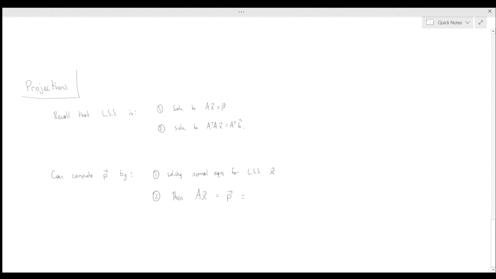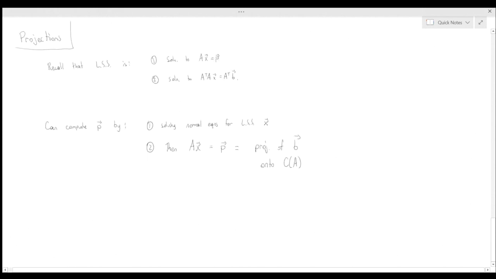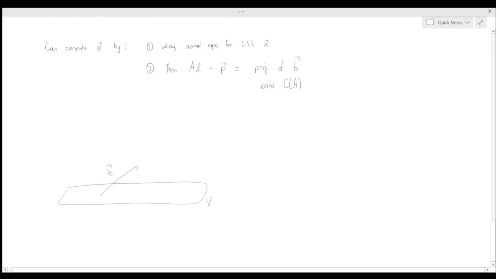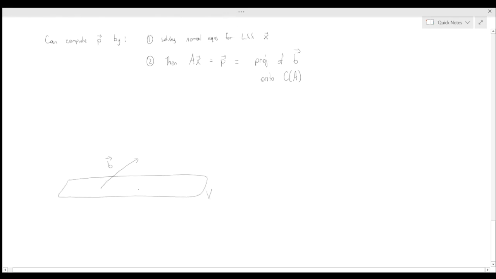So I'm just going to note right now that this procedure solves for P, where P was the projection of B onto the column space of A. Okay. So if we go back to the original picture that I had at the very beginning, I had a generic subspace V of Rn and a vector B that was sticking out of it. And what we were originally wondering was, how would we compute the projection of B onto the subspace V?